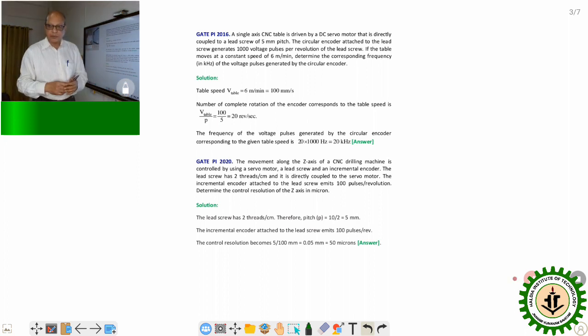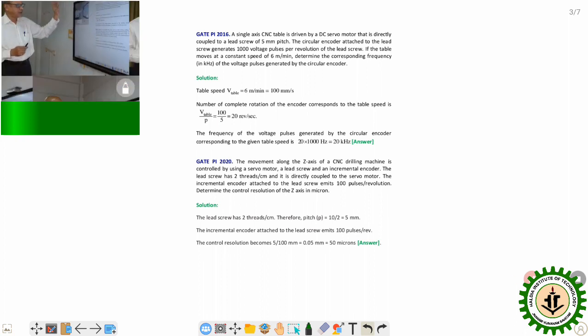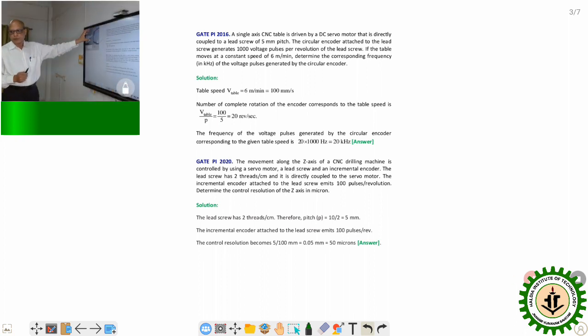Only thing is that you have to carefully and perfectly visualize the schematic arrangement of the open loop and the closed loop control system. This particular problem pertains to the closed loop control system, because there are two keywords through which it is possible to identify this. One is DC servo motor, another is installation of the encoder, that is the feedback device.